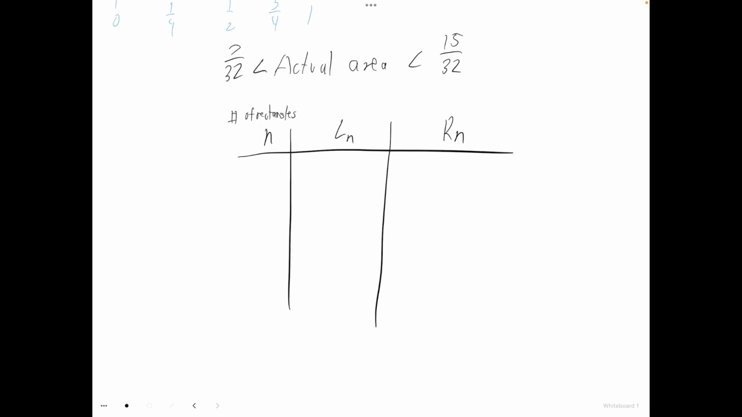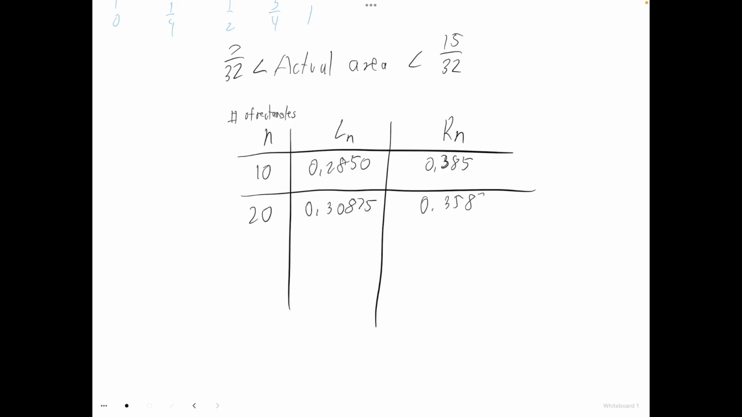Okay? And so if we used 10 rectangles, we get 0.2850 for the left-hand side, and we get 0.385 for the right-hand side. If we use 20 rectangles, we get 0.30875 for the left-hand side, 0.35875 for the right-hand side.